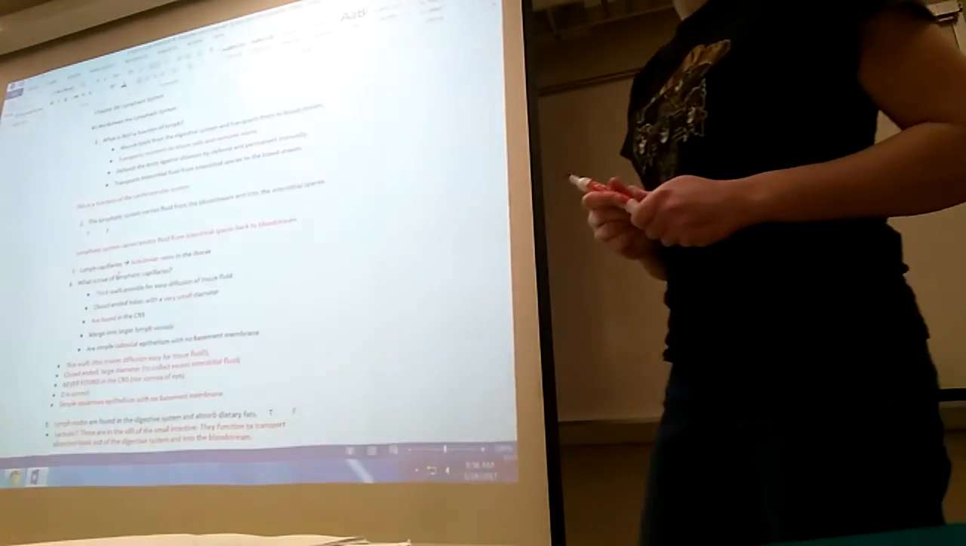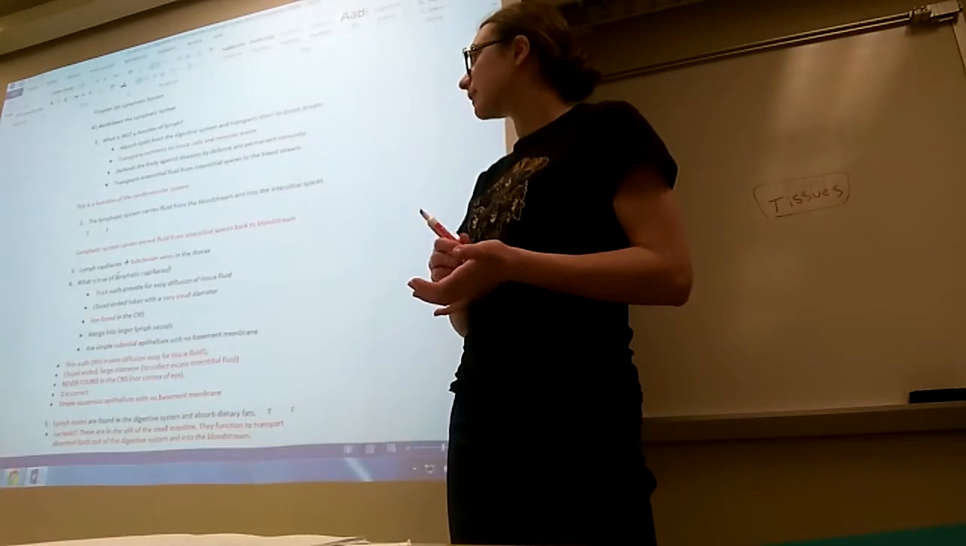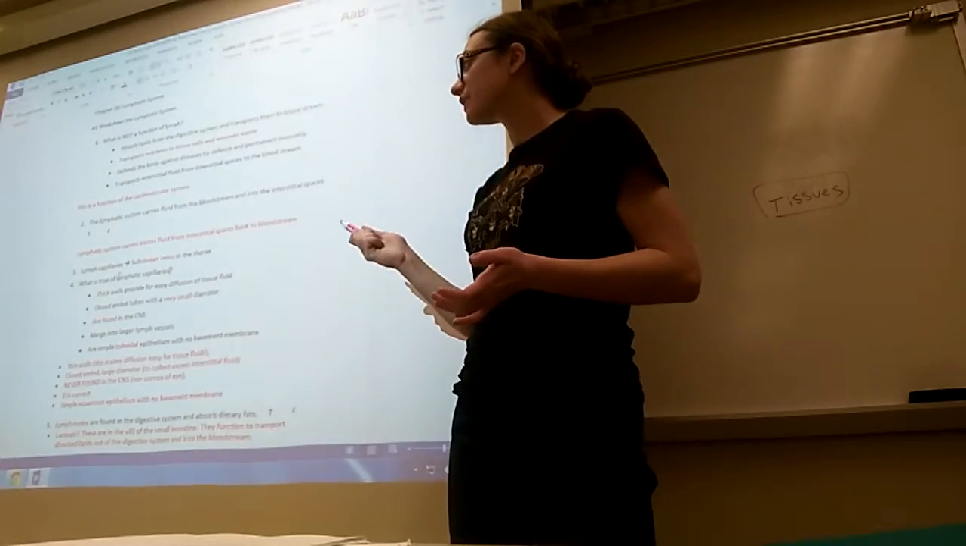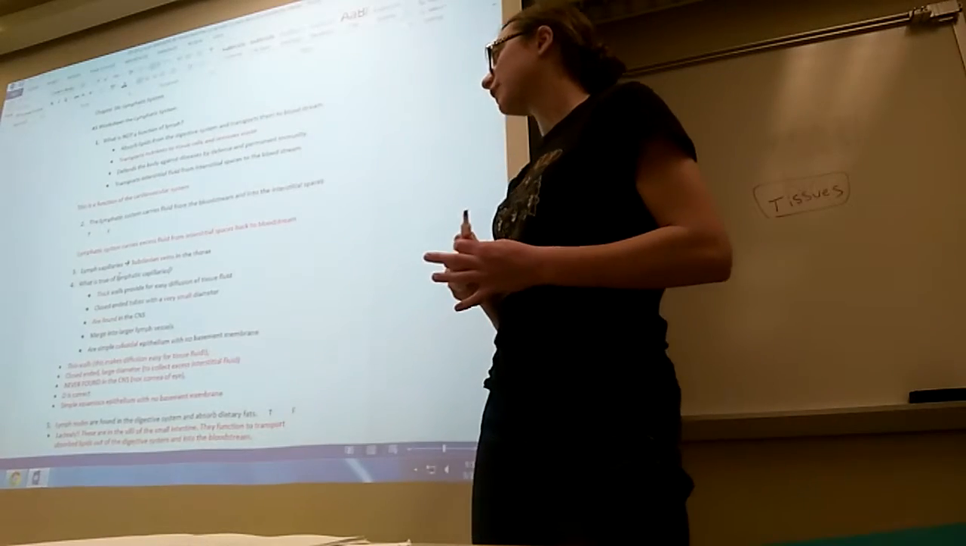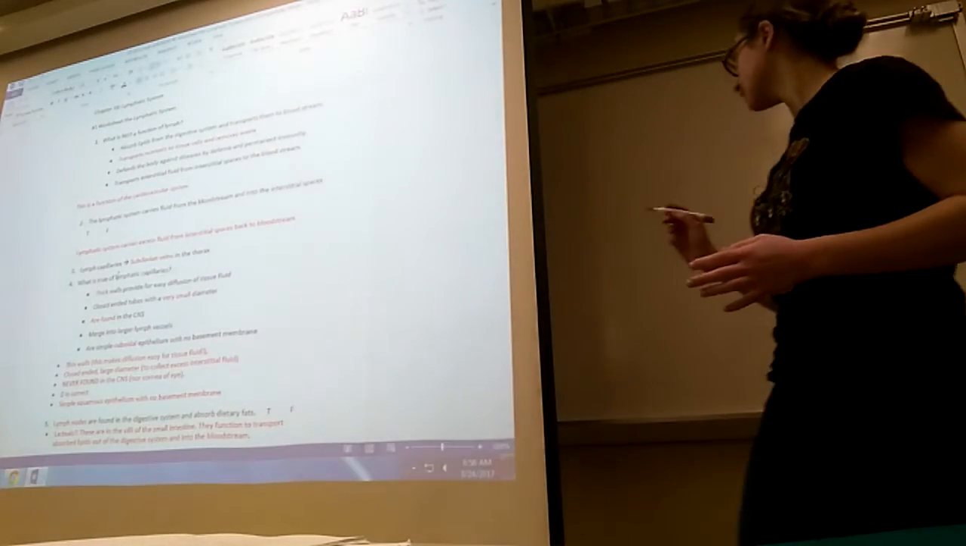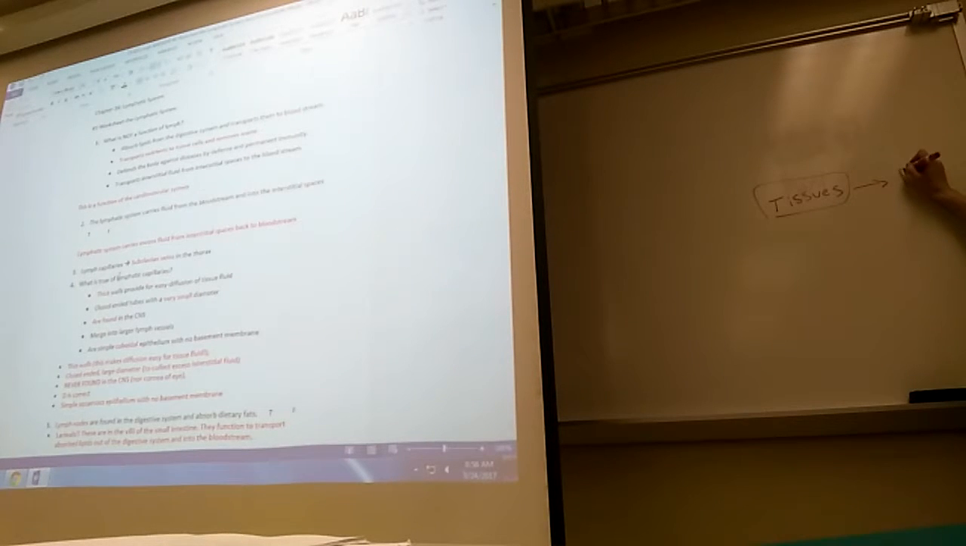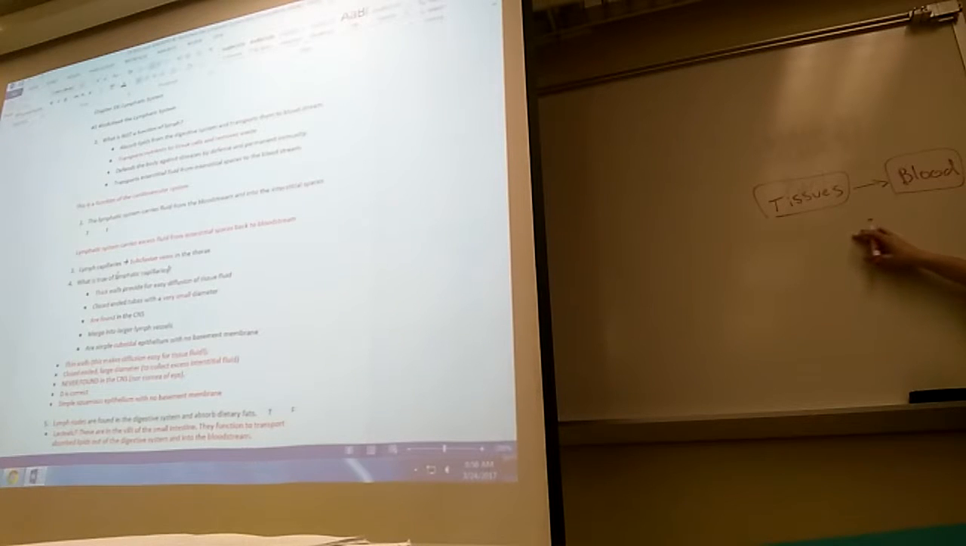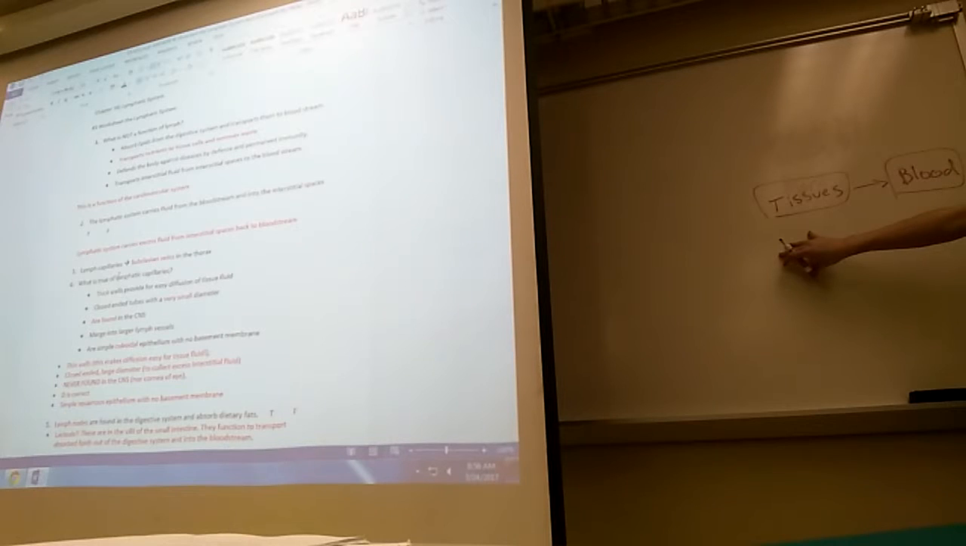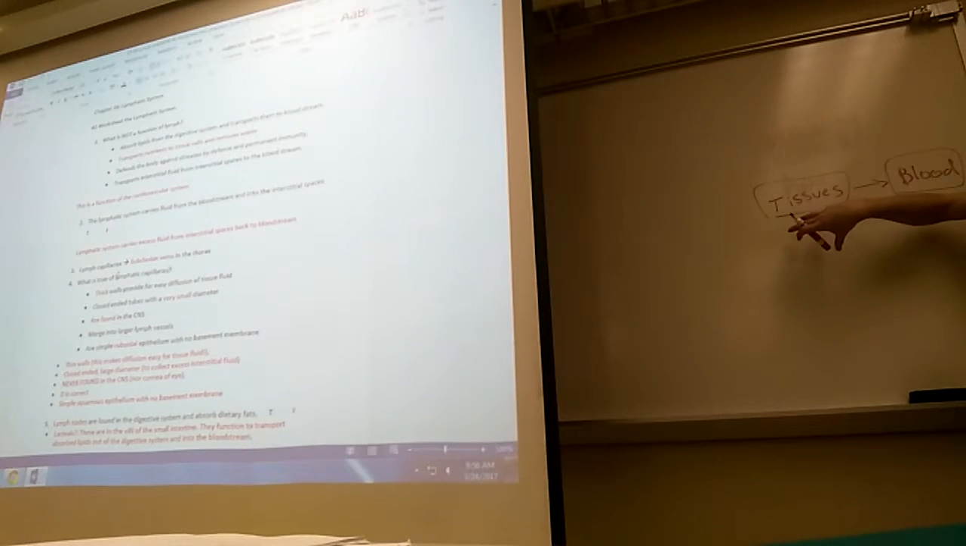Next one is the lymphatic system carries fluid from the bloodstream into the interstitial spaces. This is false. The lymphatic system actually carries fluid from the interstitial spaces into the bloodstream. So it goes from tissue to blood, right? Because we want to prevent edema. That's a good way you can think about it. Too much fluid in your tissues causes edema. We want to prevent that. So the lymphatic system functions to move the fluid from the tissues into the bloodstream. Does that make sense?